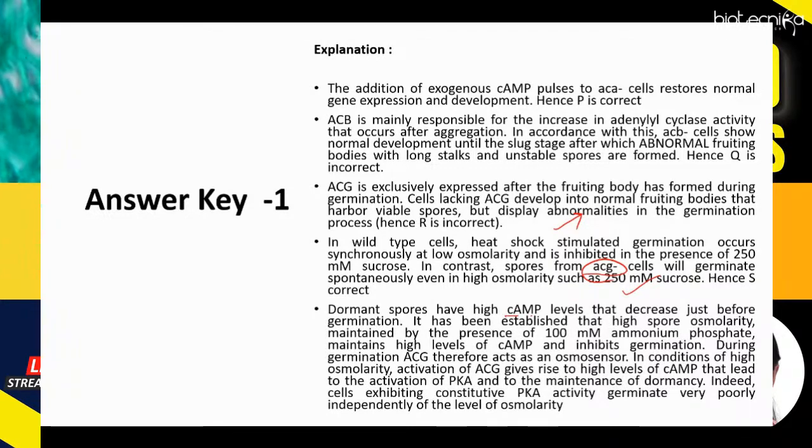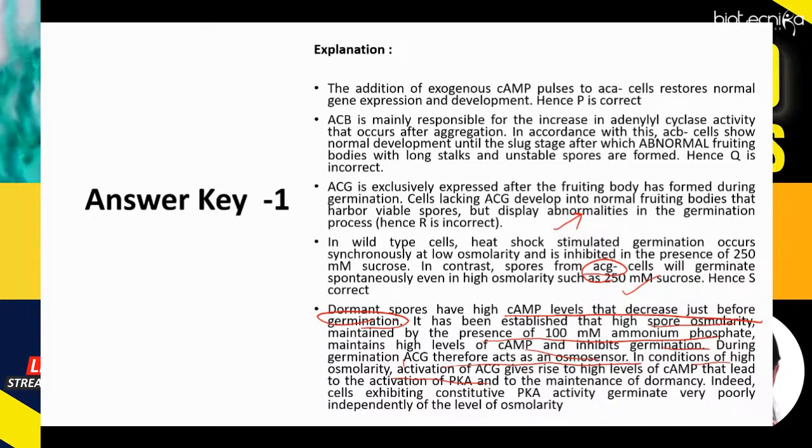Dormant spores have high cAMP levels that decrease just before germination, and it has been established that high spore osmolarity, maintained by the presence of 100 millimolar ammonium phosphate, maintains a high level of cAMP and inhibits germination. During germination, ACG therefore acts as an osmosensor. In conditions of high osmolarity, activation of ACG gives rise to a high level of cAMP that ultimately leads to activation of PKA and to the maintenance of dormancy.